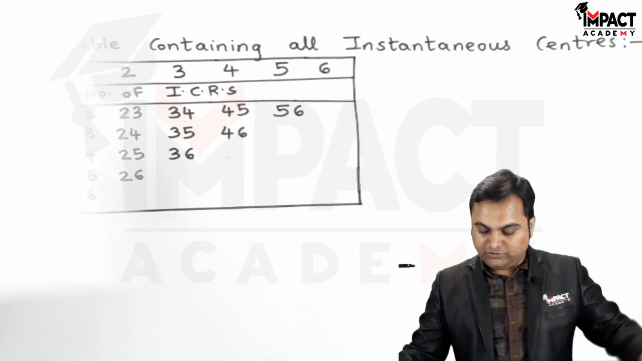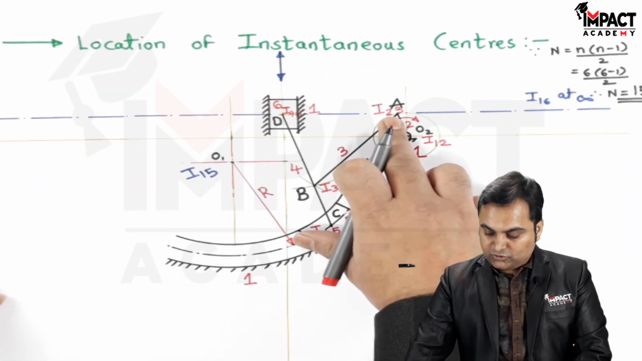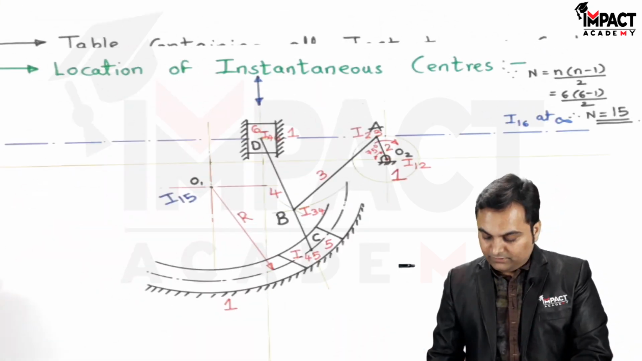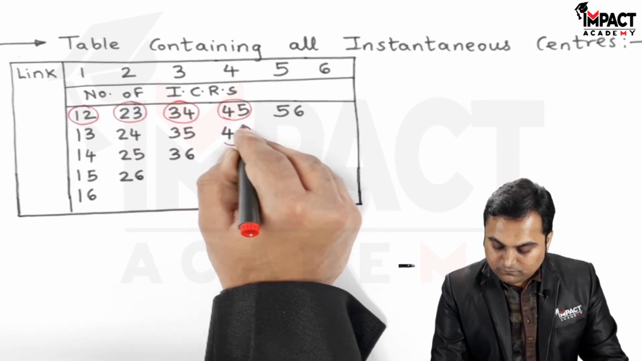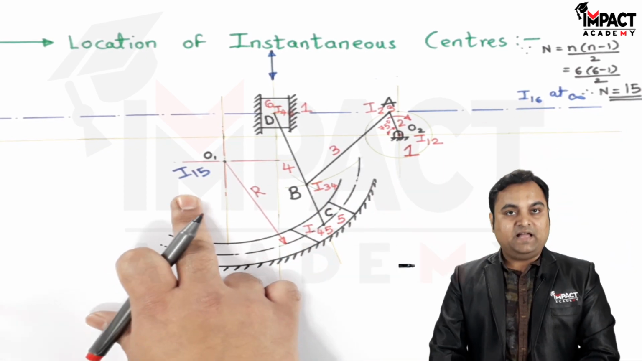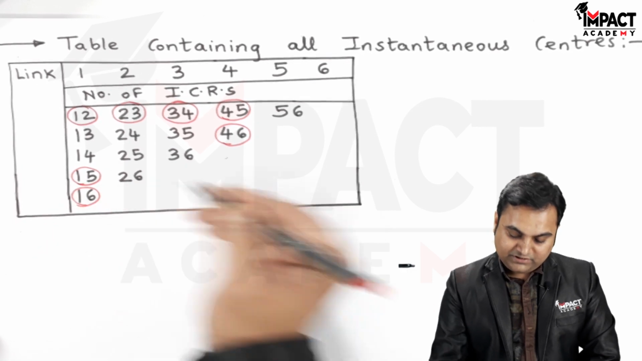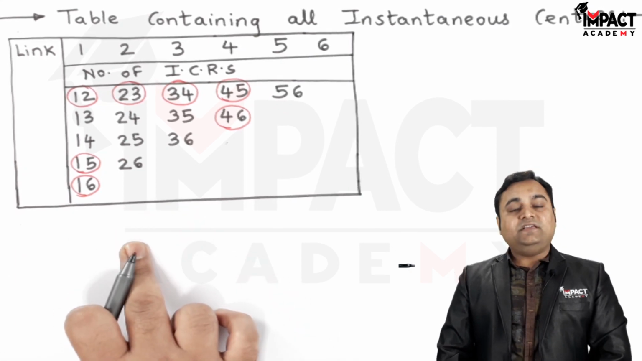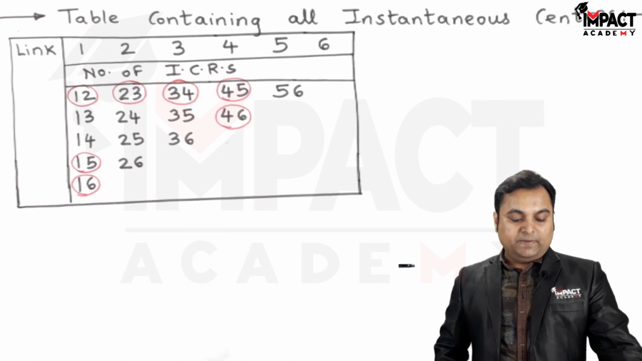Starting with I12, it has been done. Then it is 2-3 and 3-4. Then 4-5 and 4-6. Next, I16 and I15, 1-5 and 1-6. So we see that 7 ICRs have already been located, and these are the fixed and permanent ICRs which are located by inspection.